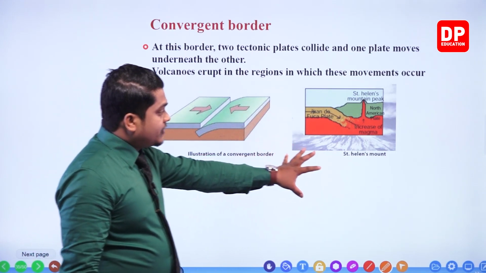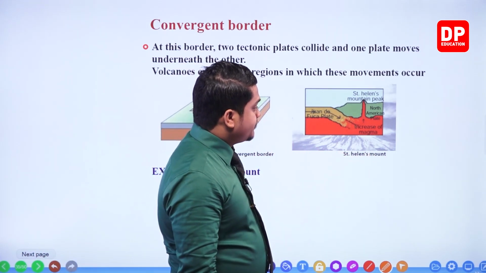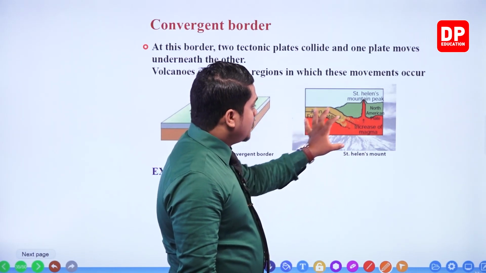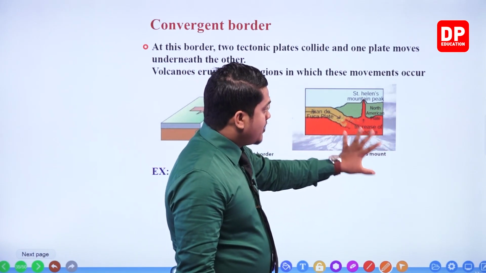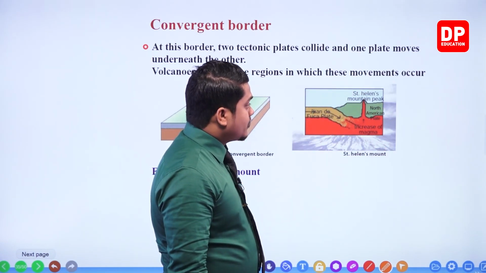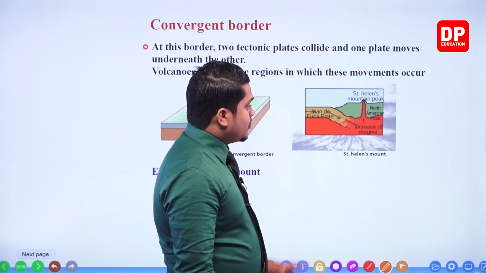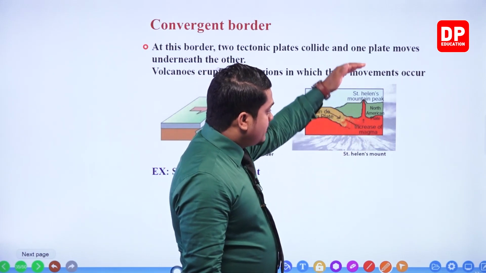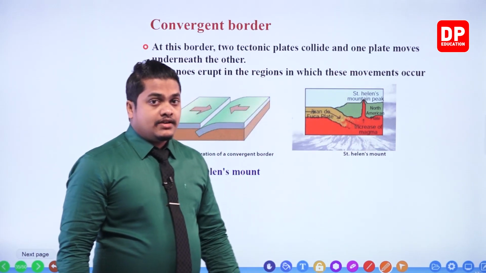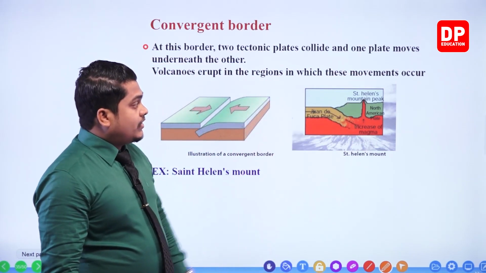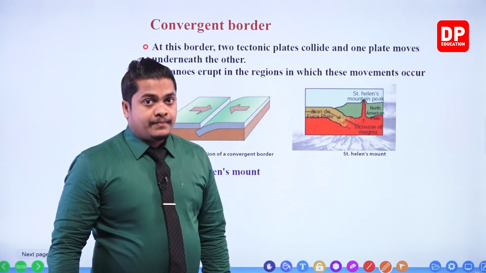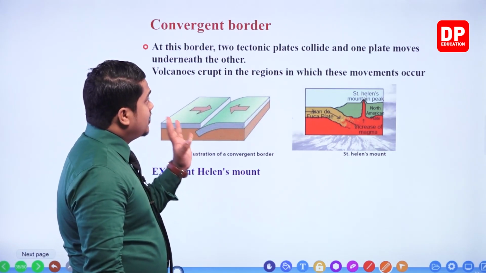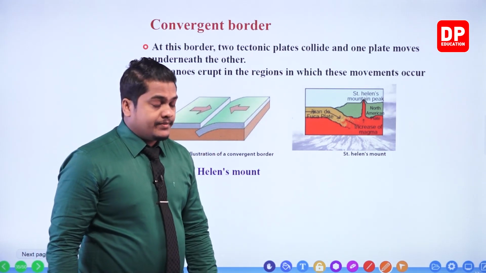So the diagram of St. Helens Mount is given in here, right? So this is the two plates and the magma and the St. Helens Mount peak, right? So here when this plate is going downward, pushing the second one up, definitely the magma level will increase, and what will happen? It will come out from the mountain peak. Okay, so this is the second movement or the second border, the convergent border, right?